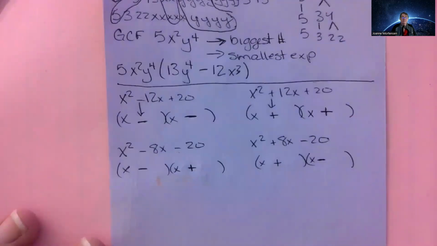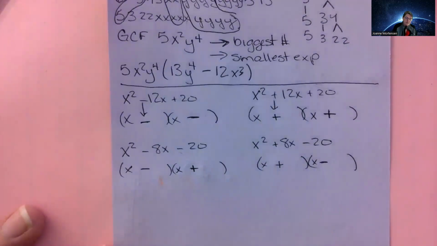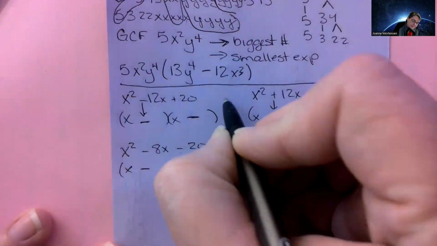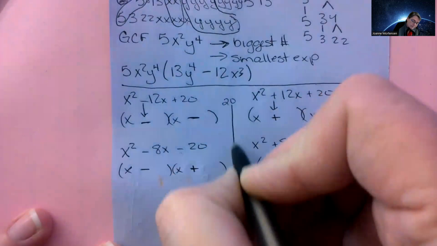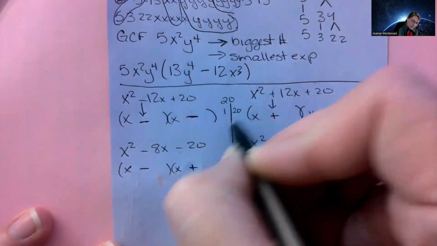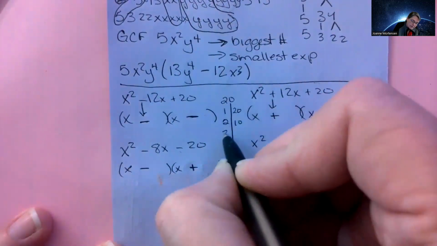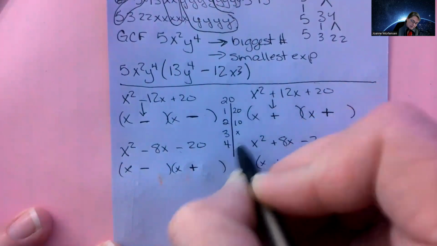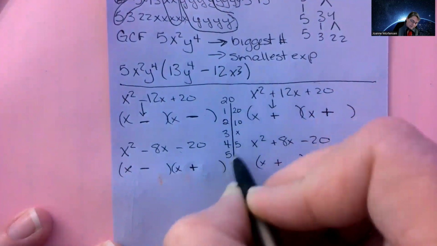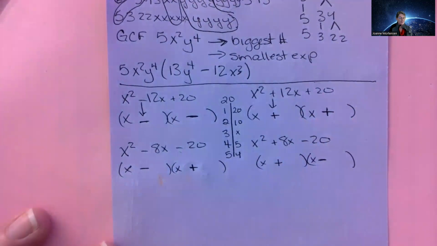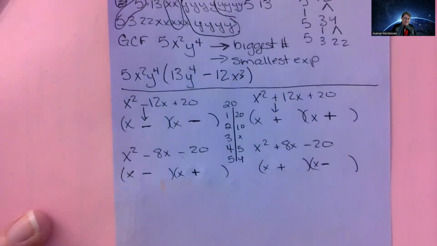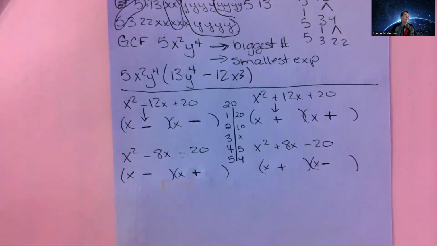So for funsies, let's go back over here. Oh, look how they all have 20 at the back. I wonder if I planned that. 20, 1, 20, 2, 10, 3, X, 4 and 5. No, they are not. Oh, wait a minute. Maybe they are all 10 and 2. Wow, did I ever plan this?